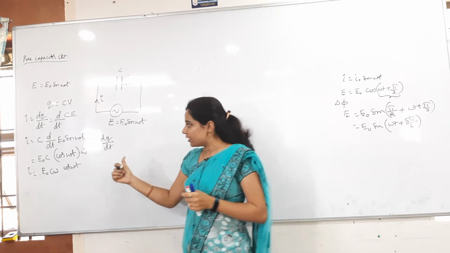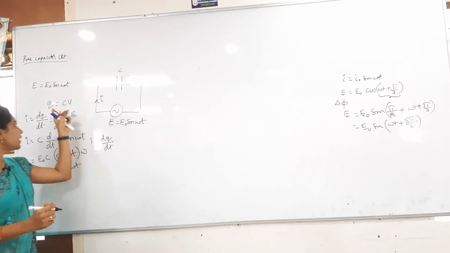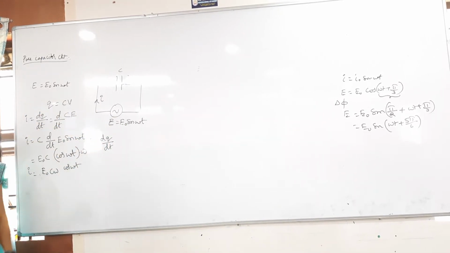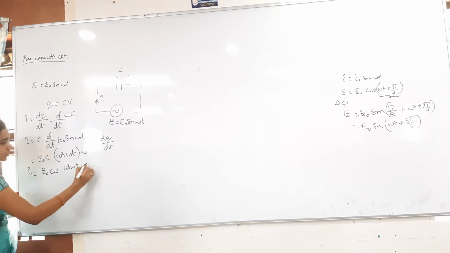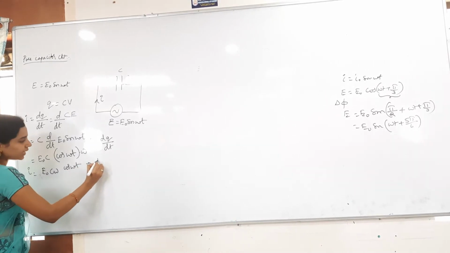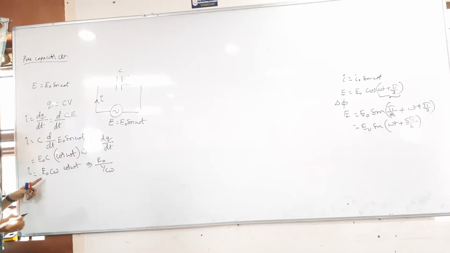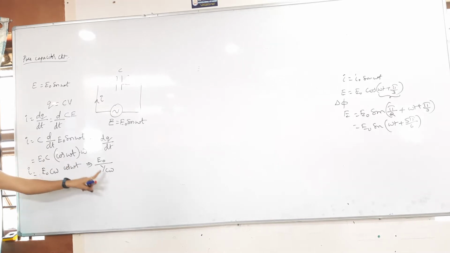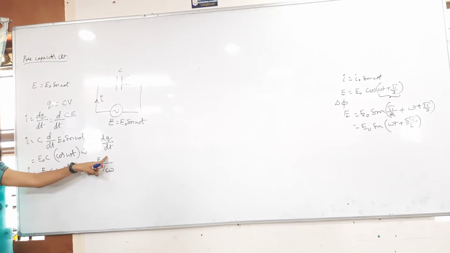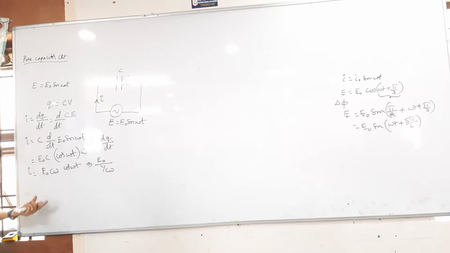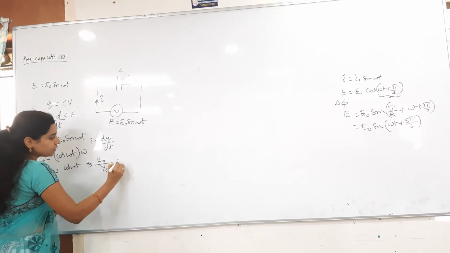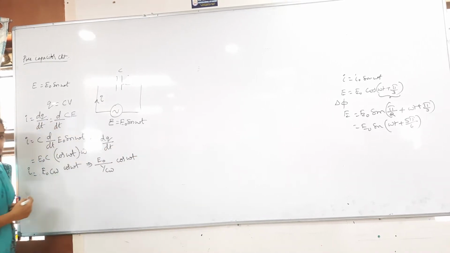Now in the same way, here also which function have I taken? E naught sin omega t. But here I want to make this as I naught cos omega t. First of all, I have to make I naught into some function. For that purpose, I will take E naught by 1 by c omega. Is there any problem in that? E naught by 1 by c omega, the c omega will go up obviously, so the same function you will get again: E naught by 1 by c omega cos omega t.